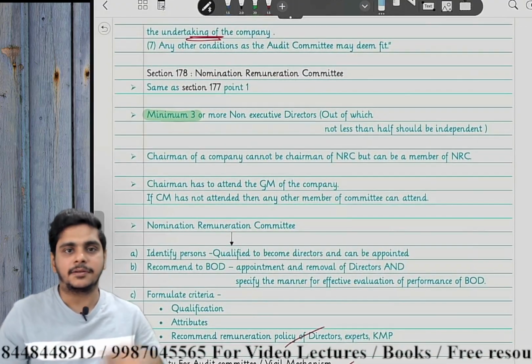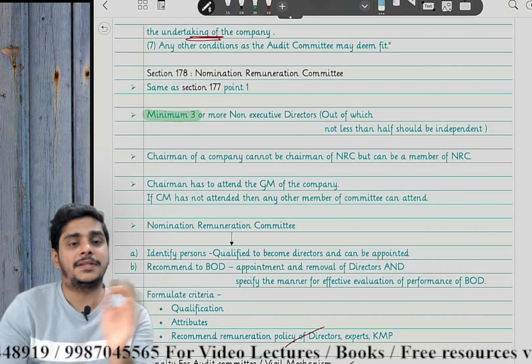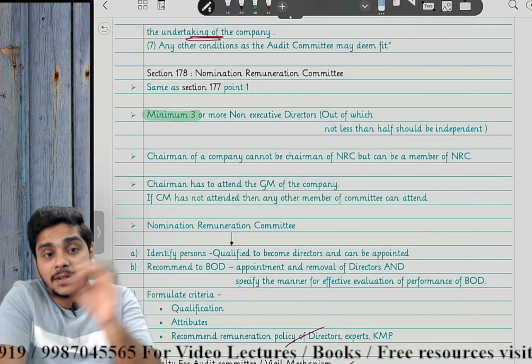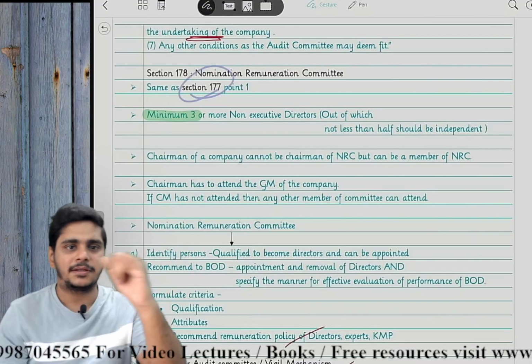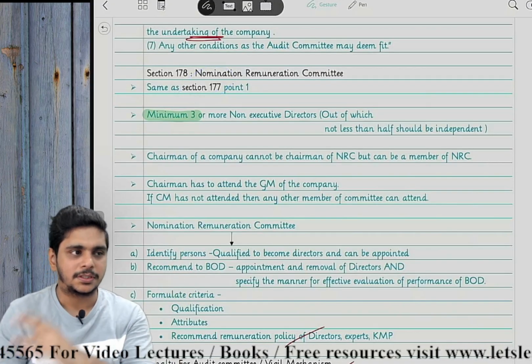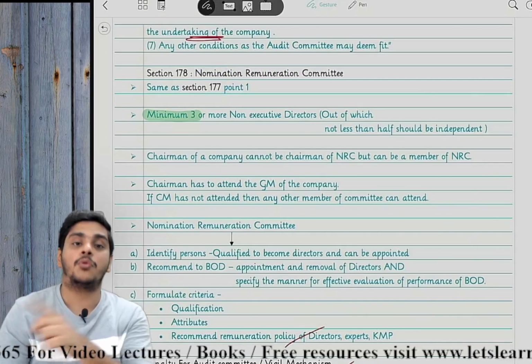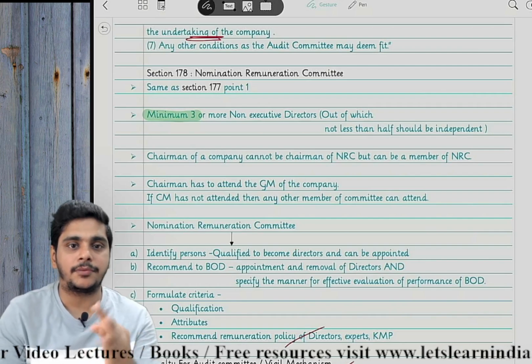Now, section 178. It says Nomination and Remuneration Committee. How do you remember? 178, nominate. So applicability is the same as section 177: listed company, unlisted public company. Capital, turnover, loans: 10, 100, more than 50. Then joint venture, wholly owned subsidiary and dormant company are exempted.